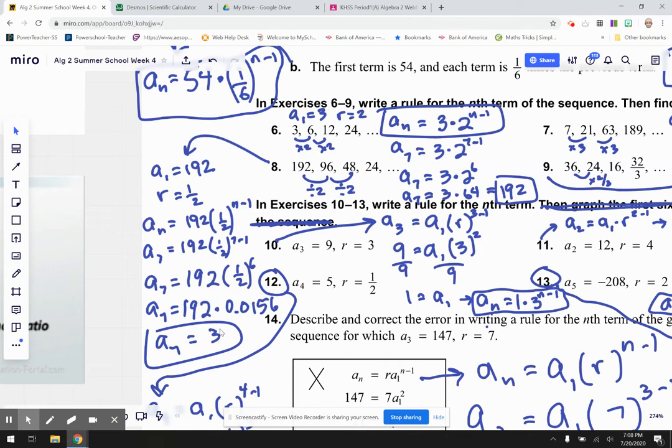When I multiplied, I get 3. So if you kept dividing by 2, if you kept cutting them in half, 24 cut in half would be 12, 12 cut in half would be 6, 6 cut in half would be 3. 3 would be your 7th term.